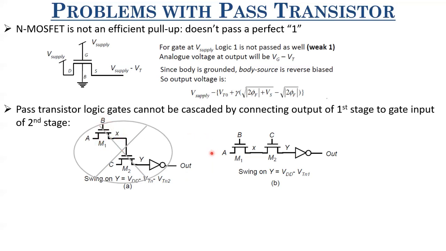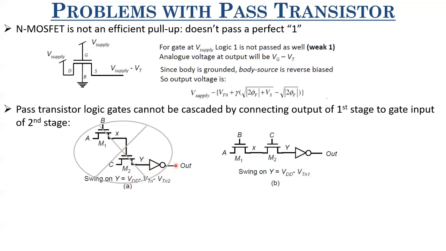Always remember this. However, if you connect the output of this to the drain of the second stage, then this voltage is VDD minus VTN. And now what is this voltage? This voltage is VDD minus VTN2. If we assume that VTN1 is equal to VTN2, then this is actually VDD minus VTN. So there's only one threshold voltage drop here. However, in the gate connection, the number of threshold voltage drops is equal to the number of stages that you connect like this.